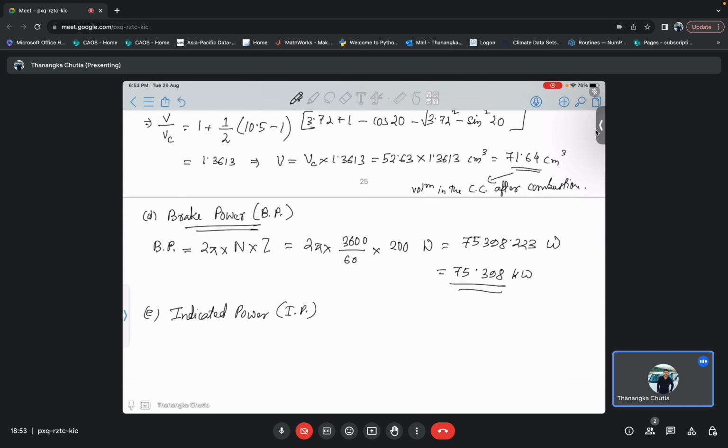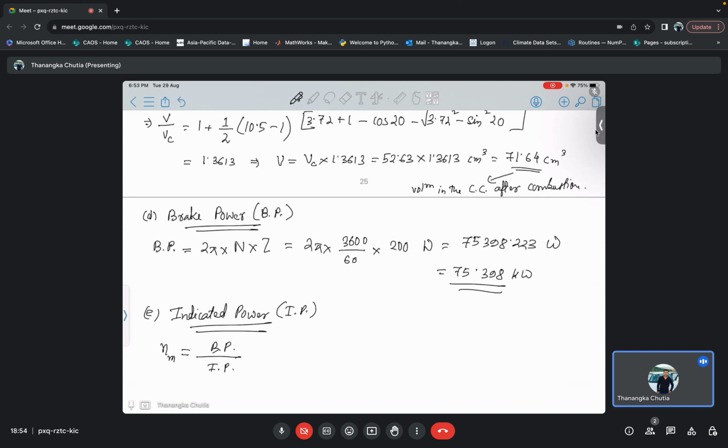Okay, so what is indicated power? Brake power is the power that is actually obtained by the engine. Okay, that is the actual output. Indicated power is the maximum possible output that we can obtain. So there is some loss. It's the theoretical possible power that we can produce. Due to that loss there is a mechanical efficiency, which is nothing but brake power by indicated power.